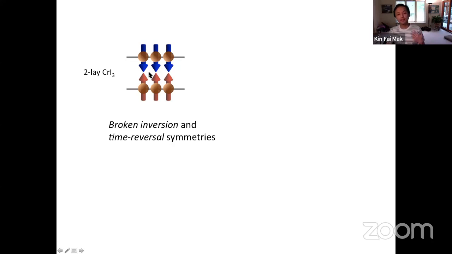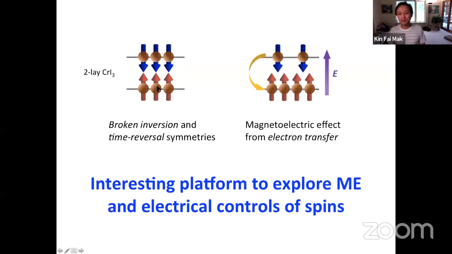So if you perform an inversion operation, you will bring this particle down to this particle. And without considering the spin, you would say that, oh, the system has inversion symmetry. But if you consider the spin, the inversion operation does not flip the spin, and this electron will move to the other layer with a spin down spin. So the system, when you include the spin, actually breaks inversion symmetry. And because it's an antiferromagnet, it's obvious that it breaks time reversal symmetry, so we have both of these requirements fulfilled in a bilayer chromium iodide sample. We would expect it to be a very efficient platform to explore the magnetoelectric effect, or the electrical control of spins in this type of system.